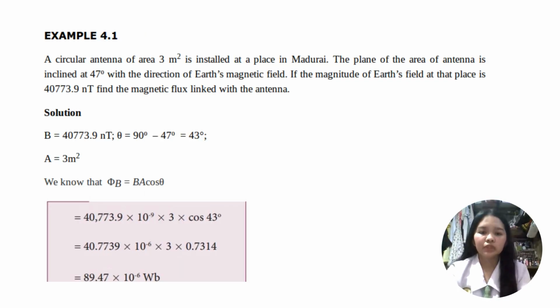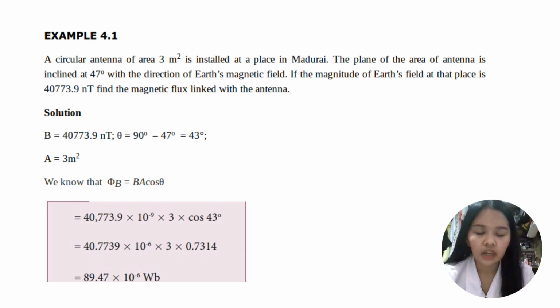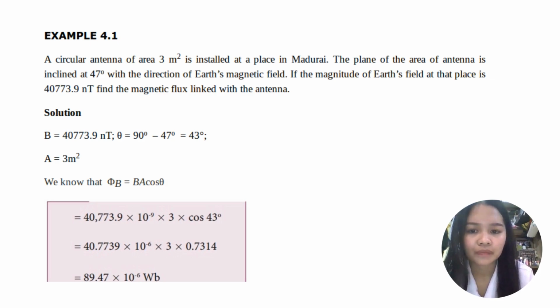So example number 2: a circular antenna of area 3 meters squared is installed at a place in Madurai. The plane of the antenna is inclined at 47 degrees with the direction of Earth's magnetic field. If the magnitude of Earth's field at the place is 40773.9 nT, find the magnetic flux linked with the antenna.